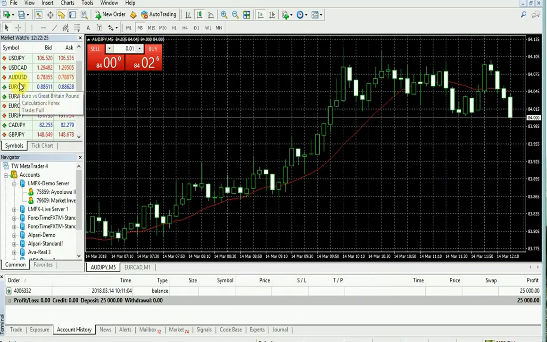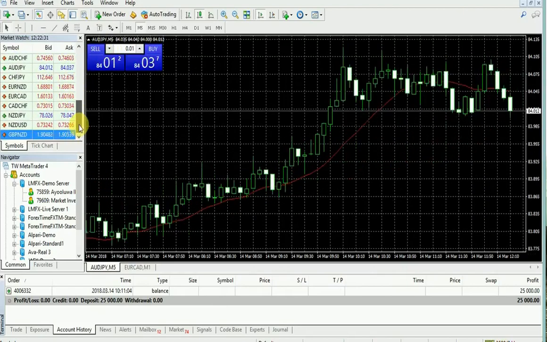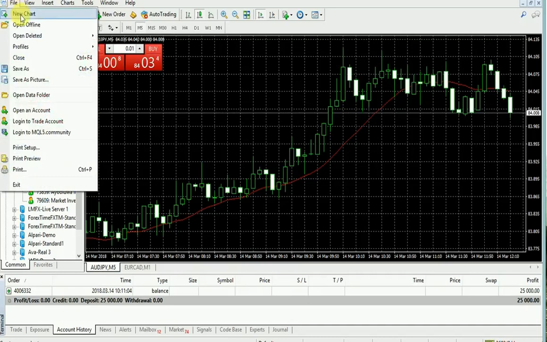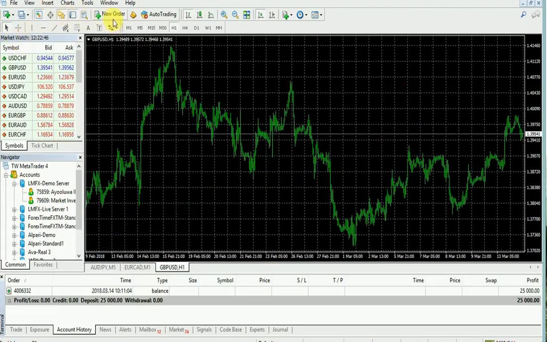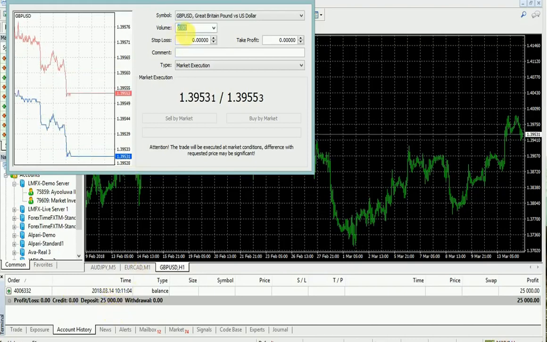Okay, so GBPUSD, let's see if we have it here. Oh, GBPUSD is not here. So what do we do? We had it, file, sorry, yeah, GBPUSD, we have it here. So now we go to new order to place our trade. We are buying GBPUSD at 1.39501. So we're told to buy. Now it's like 3 pips away, so we can still buy. My balance is $25. So let me just trade 1.0.